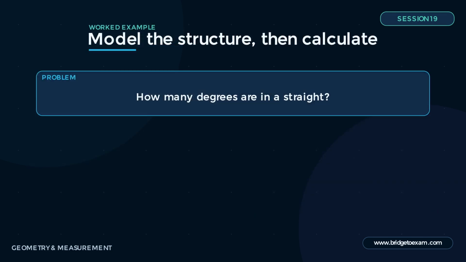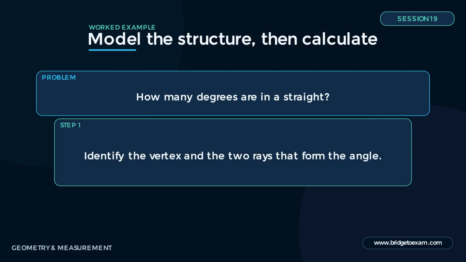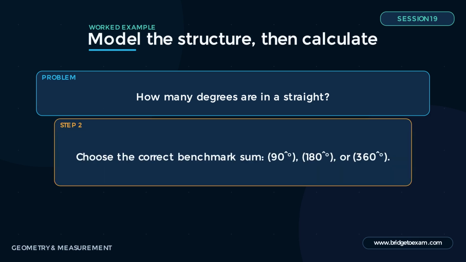Let us model a complete example. How many degrees are in a straight angle? Step 1 is to organize the information. Identify the vertex and the two rays that form the angle. Step 2 chooses and sets up the relationship. Choose the correct benchmark sum, 90 degrees, 180 degrees, or 360 degrees.